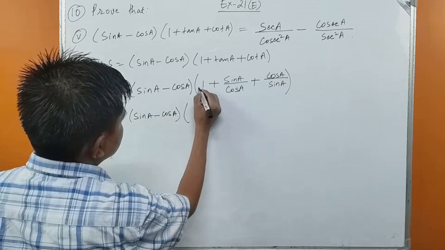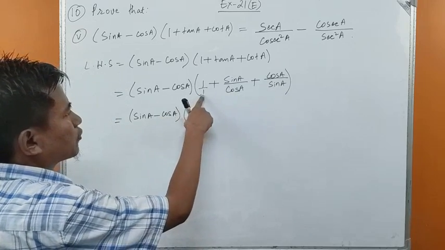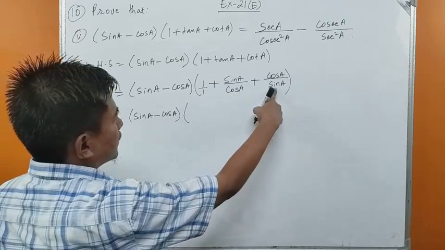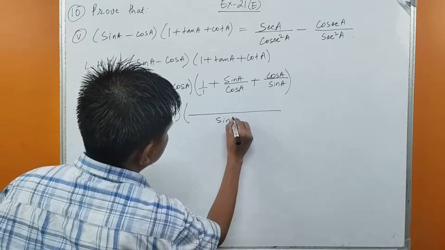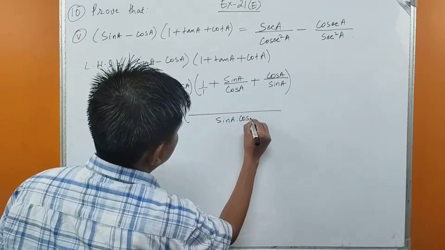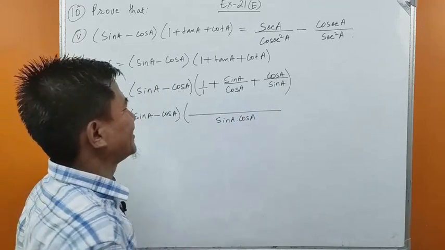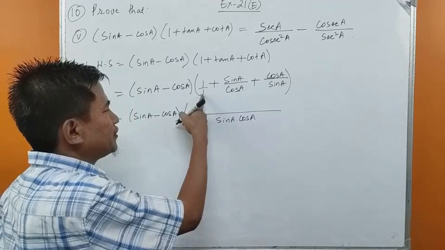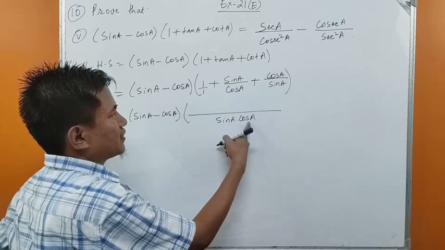Now let us take the LCM of the denominators. Here we have 1 in the denominator of 1, here cos A and here sin A. So the LCM will be sin A into cos A, or cos A into sin A, same thing, isn't it? So 1 into sin A cos A gives us sin A cos A.